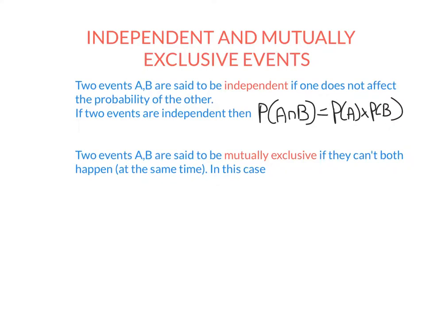So two events A and B are said to be mutually exclusive if they can't both happen at the same time. So in that case, what that means is that the probability of A and B is equal to 0. It cannot be the case that both events happen. So we're going to use these rules in our calculations. So let's start by looking at an example involving independent events.